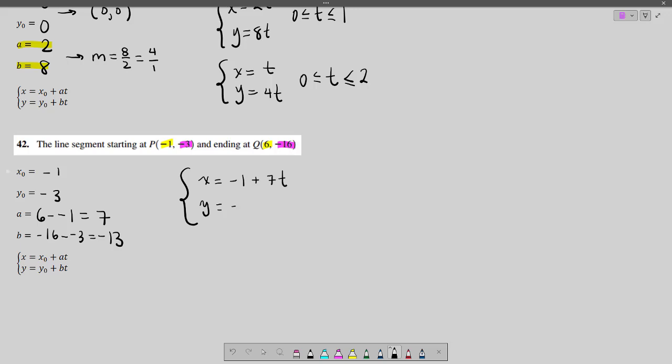And then our second constant is -3, and our second slope is -13t. And t, you can use whatever notation you want. So that just says t comes from the interval 0 to 1. Let's double check. When we plug in t equals 0, we're at -1, -3. Plug in t equals 1, we're going to be at 6 and -16. So make sure you somehow indicate your domain. So t is an element, Greek letter epsilon for element.